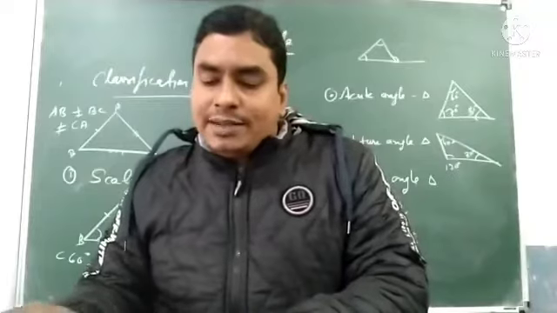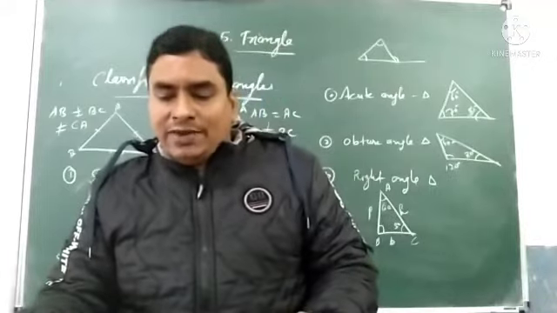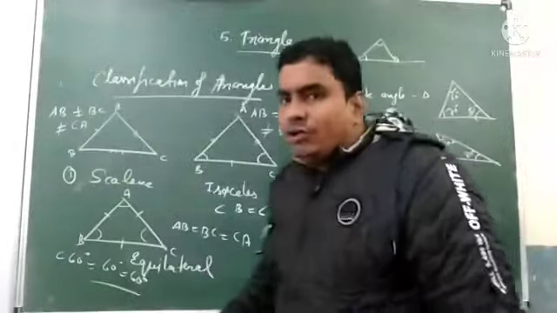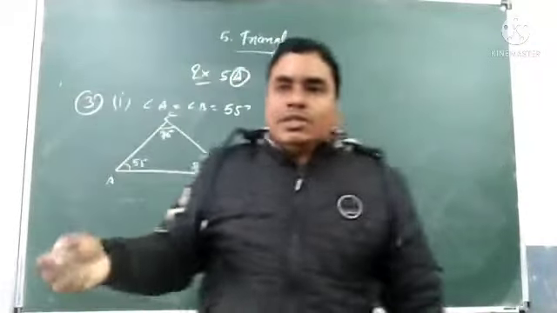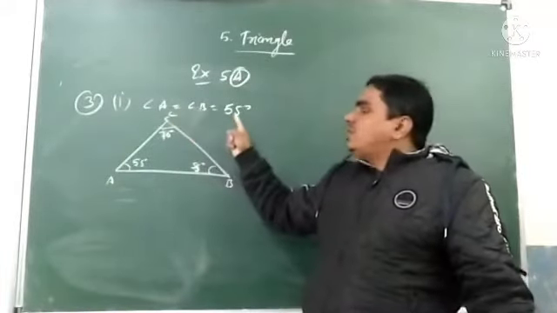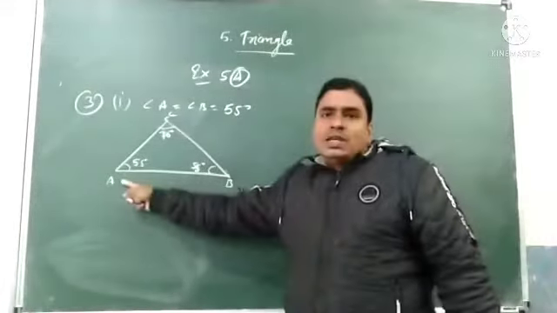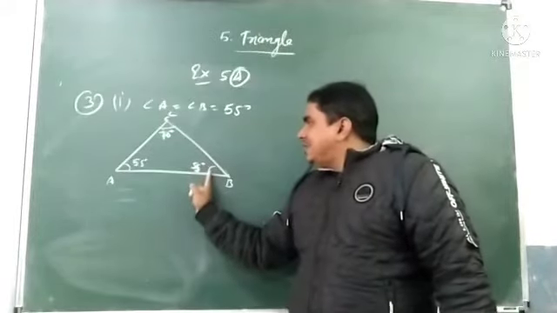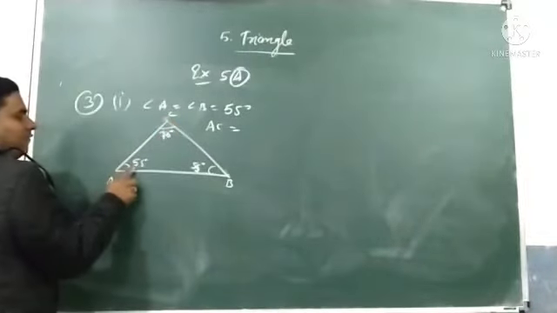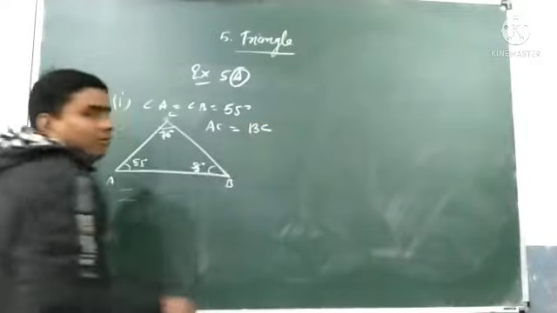Okay, students. Now, question number third, see in the book, exercise 5A. In triangle ABC, angle A is equal to angle B, which is equal to 55. Name the pair of sides which are equal. The angles at A and B are equal, so the side in front of angle B is AC, and the side opposite to angle A is BC. So AC is equal to BC.